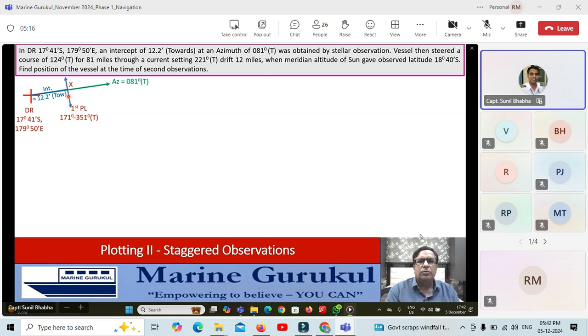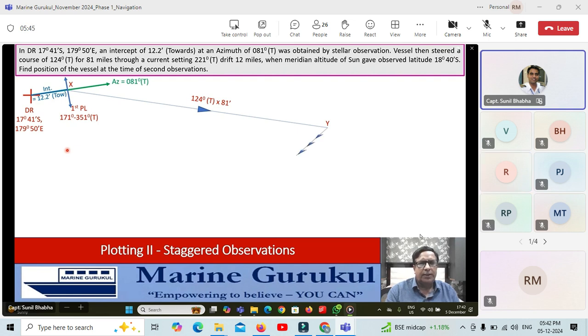Now, what do we do then? Now we have to apply the run and the current. We allow for current. So we take any point on the first PL, and obviously point X stands out by default, being the ITP. So we apply the ship's run from X. We apply this course of 124 degrees for 81 miles, and that gives us the point Y. Now all this plot is not to scale, it is rough plotting.